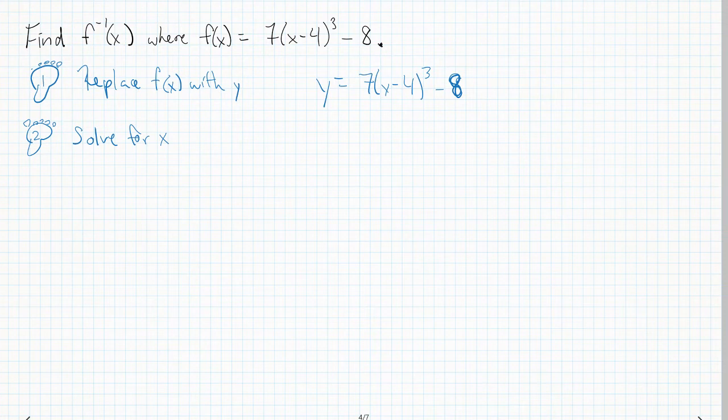So now, how do we solve for x? Well, you try and isolate whatever's going on with the x business into one grouping here. So we'll move the 8 on over, so we get y plus 8 equals 7 times the quantity x minus 4 cubed. And this is usually the hardest step, I'll be honest with you. This takes the most time.